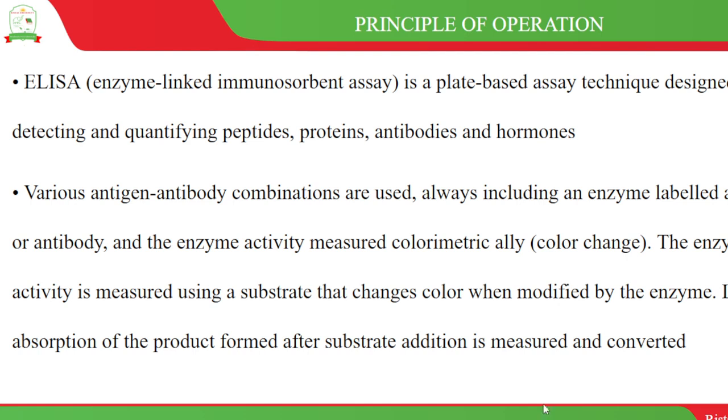ELISA is a plate-based assay. It is designed for detecting and quantifying peptides, proteins, antibodies, and hormones in your body, like we stated earlier. That is its principle of operation. Various antigen-antibody combinations are used here: you bring in different antigens, you bring in different antibodies, and you combine them. At the end of it all, there is an enzyme activity that takes place, and you measure it. That activity results in a change in the color of the product.